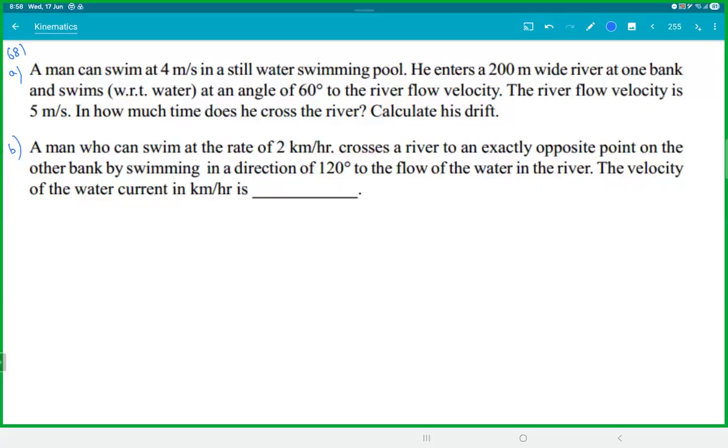Let's say the first one. A man can swim at 4 meters per second in still water in a swimming pool. He enters a 200-meter wide river at one bank and swims with respect to water at an angle of 60 degrees to the river flow velocity. So just always draw a small picture. The river is going with 5 meters per second. So that value is 5.